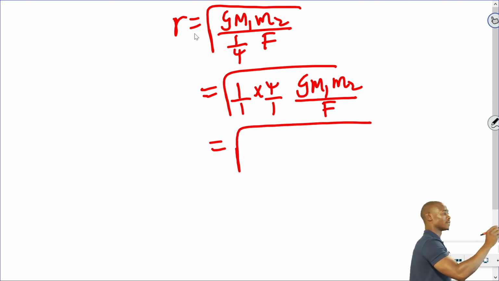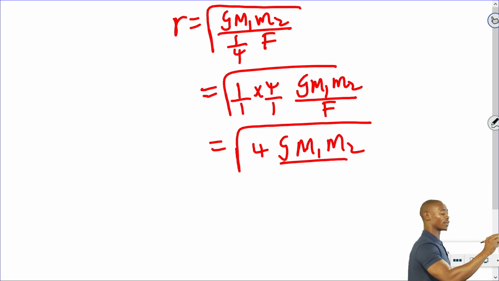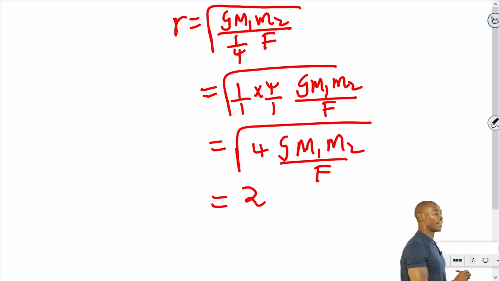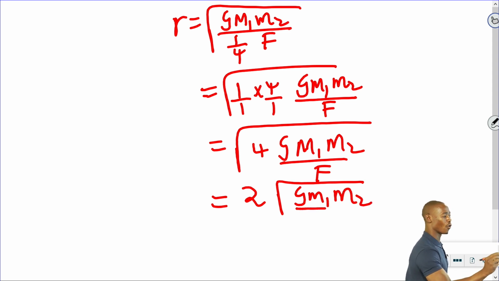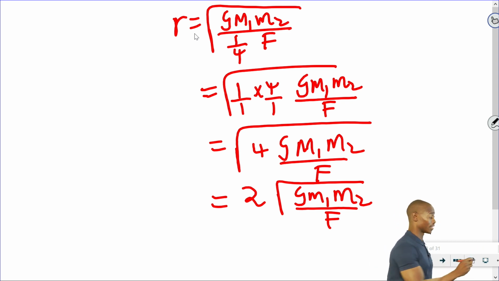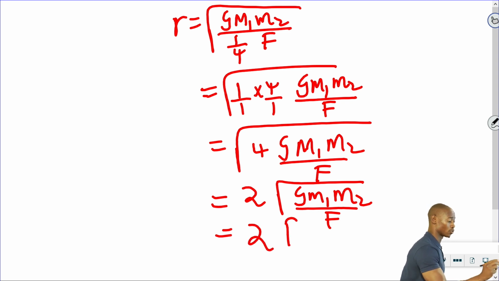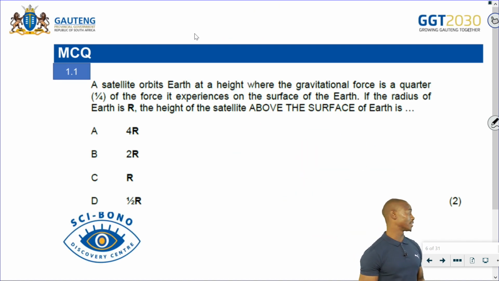So which equals the square root of 4Gm1m2 over F. Okay, so the square root of 4 is 2, and then the square root of Gm1m2 over F, right? This is r actually. So this is twice r. Okay, so our answer here will be B.